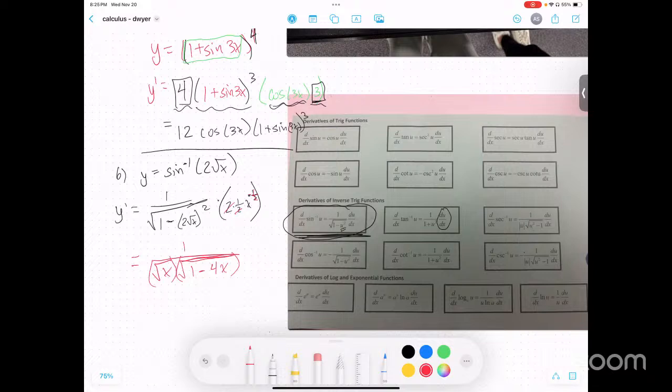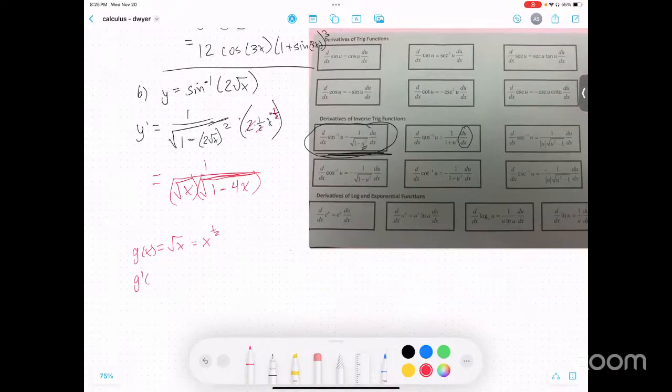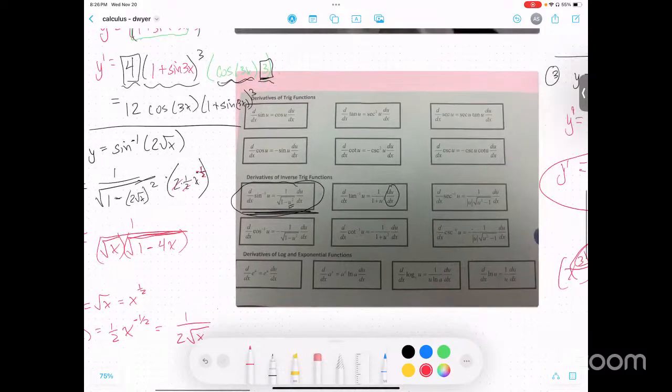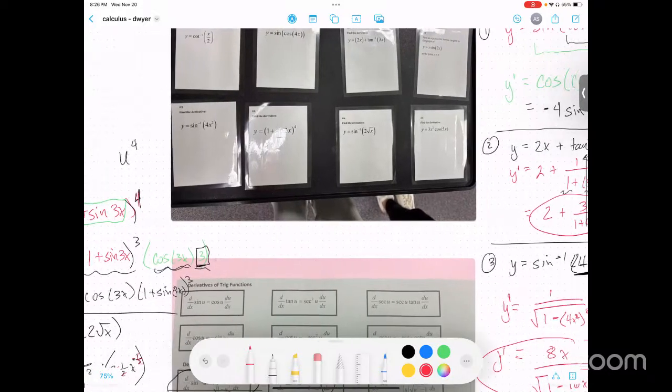So what's the derivative of the square root of x? If my function, let's say g of x, is the square root of x, that's the same thing as x to the 1/2, right? Yeah. So what's the derivative of that? You bring the 1/2 down, and then you subtract 1. What's 1/2 minus 1? Negative 1/2. Good. Which is just like saying 1 over 2 times the square root of x. You get that? Yeah. So that's what I did, and simplified things in the meantime. Gotcha. Okay.